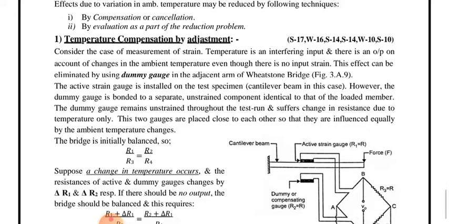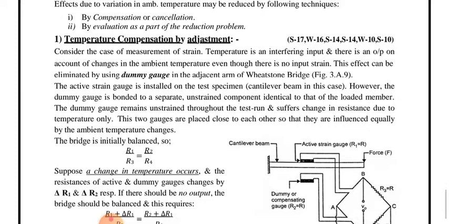Okay, so consider the gauge for measurement of strain. Temperature is an interfering input, and there is an output on account of the change in ambient temperature, even though there is no input strain. This effect can be eliminated by using a dummy gauge in the adjacent arm of the bridge. It means that if there is no strain, the output can be compensated or eliminated by using a dummy gauge in the adjacent arm of the bridge.